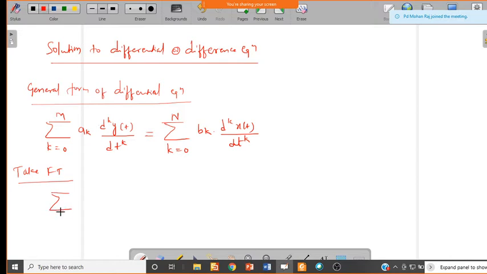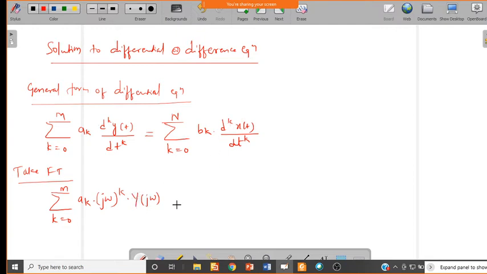So then your differential equation will become summation k equal to 0 to m, a_k into, whatever Fourier transform you take for y of t, since it is a power of k, you will get (j omega) power k into Y of j omega. Now if you recall the Fourier transform equation, Y of j omega is the integral from minus infinity to plus infinity of x of t into e power minus j omega t dt. So that equation gives you Y of j omega.